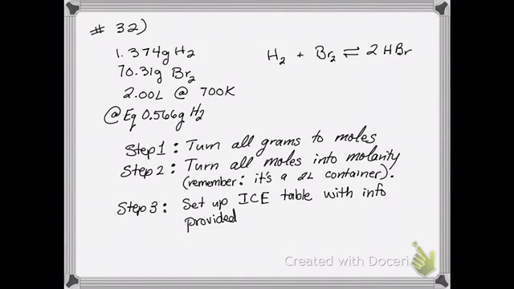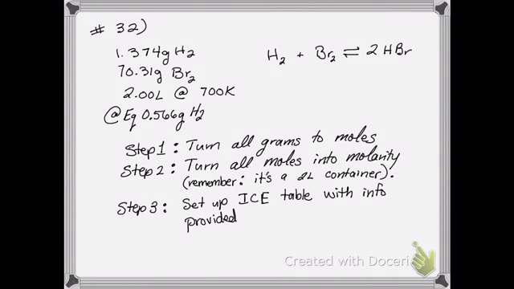All right, let's take a look at number 32 from the chapter 15 bookwork. So here's my strategy. The first thing I'm going to do is turn all of those grams into moles. And then I'm going to change all of the moles into molarity, because just remember that it's a 2-liter container. The reason you have to change it into molarity is because we're looking for K sub C, and the sub C is concentration. Then I'm going to set up my ice table, initial, change, equilibrium, with the information that was provided.